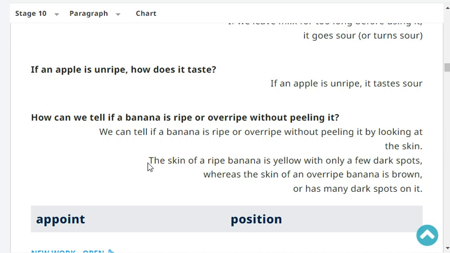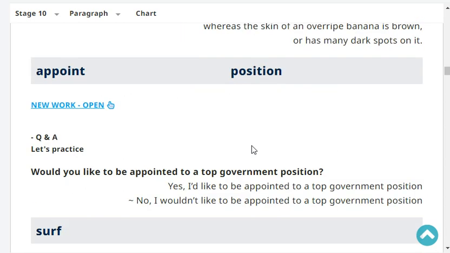The skin of a ripe banana is yellow with only a few dark spots, whereas the skin of an overripe banana is brown or has many dark spots on it. Very good. Okay, one moment.